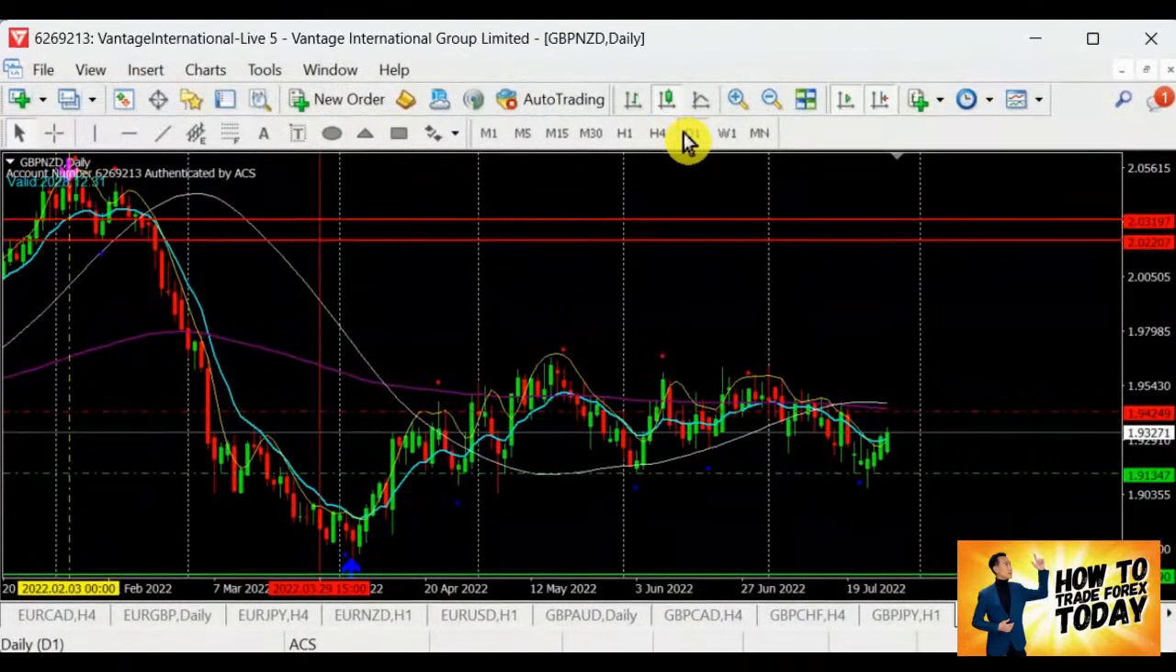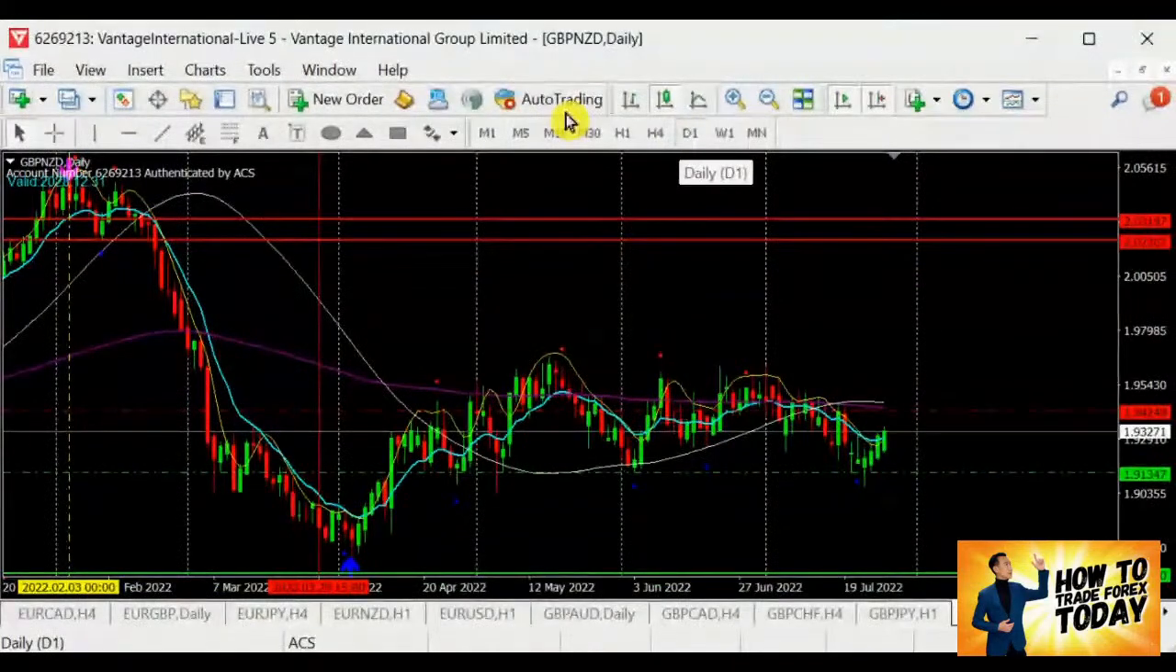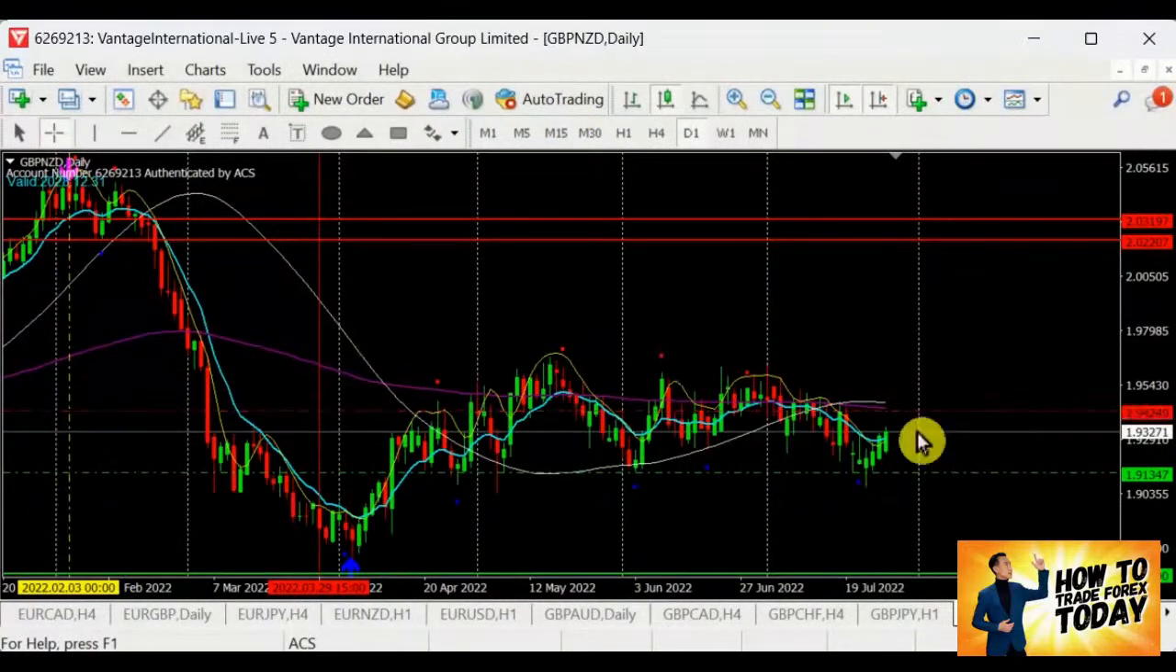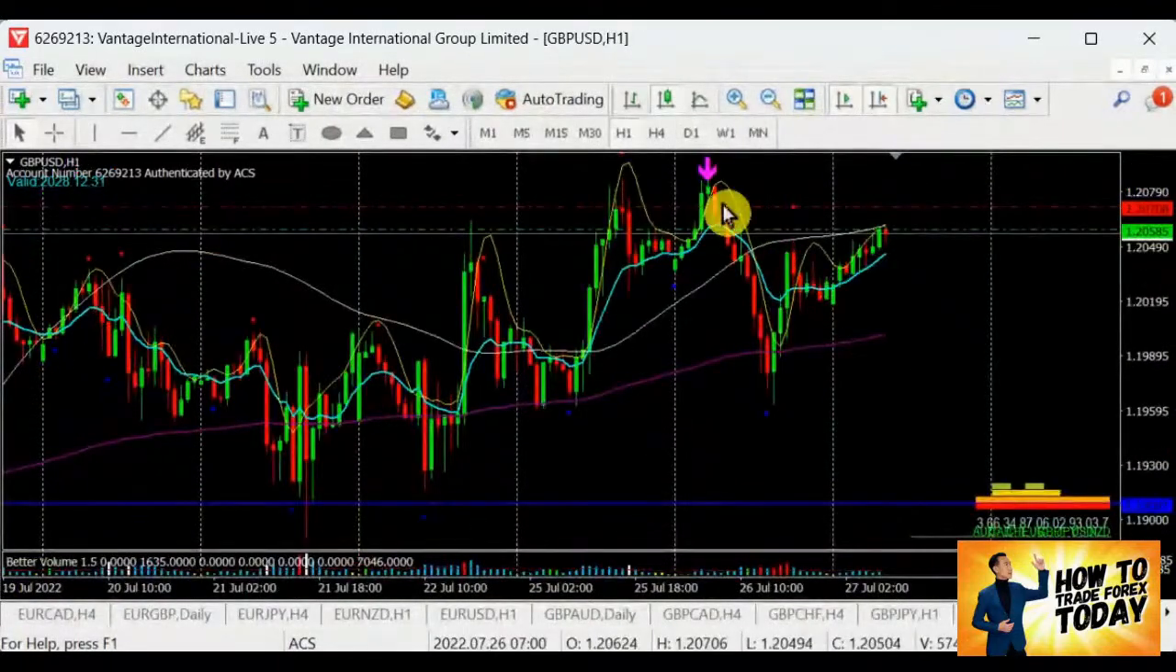All right, so pound kiwi, we are in the bull, still running on the bull. So tentatively no for selling. Buyers can take note, but please also take care of the resistance, which is 93 pips away. Okay. All right, so pound dollar. Let's take a look at pound dollar.